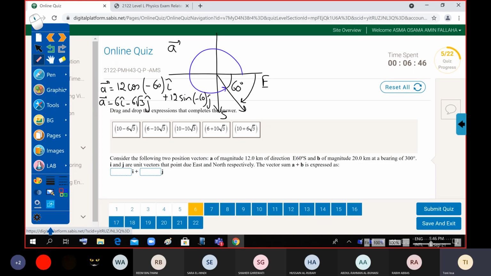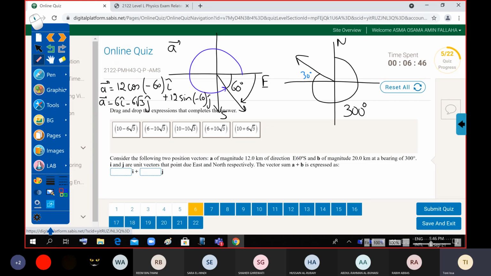Vector B, they said, is 20 with bearing 300. We know that the bearing is always measured from north clockwise. So from north, you start rotating clockwise. This is 270 till here. So this is a bearing of 300 degrees. But I do not substitute 300 degrees. I need to find theta. So this angle here, by the way, will be 30 degrees.